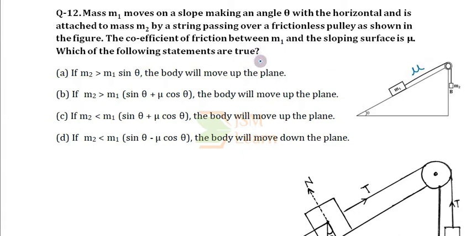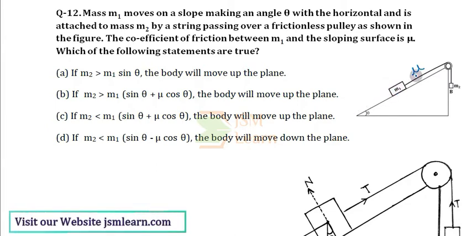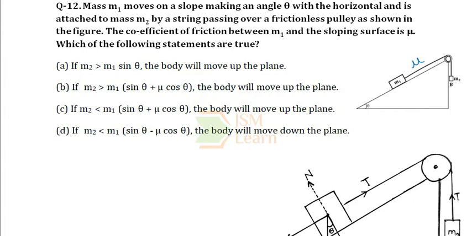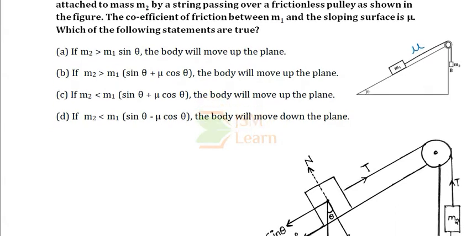In order to identify which of the following statements are true, let us see the options. In the options, you can see that the body will move up the inclined plane or the body will move down the inclined plane. Such conditions are given. So we have to verify in which case the M1 will be moving upward and in which case the M1 will be moving downward. So in order to find those conditions, first, let us analyze the diagram and what kind of forces are acting on the block M1 and block M2.